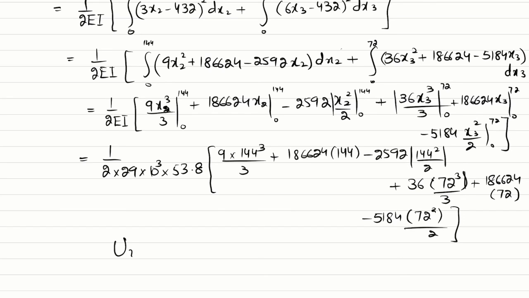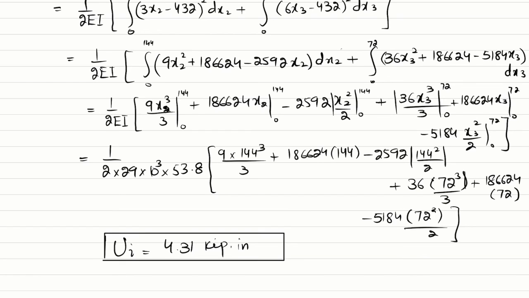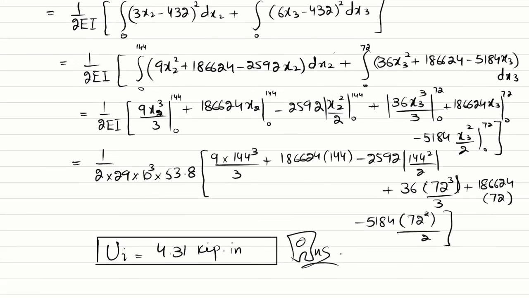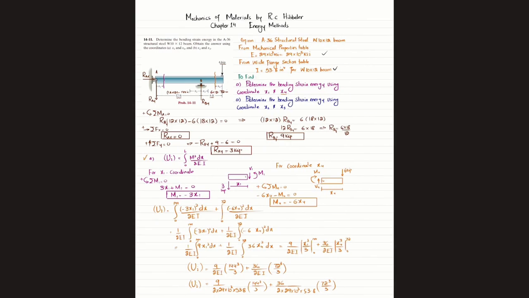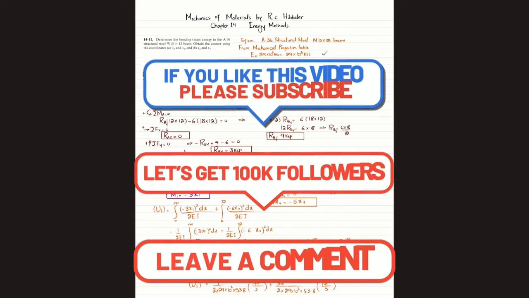And when you solve all this, you will get the strain energy due to bending moment of coordinate x2 and x3 comes out to be 4.31 kips into inch. So this is the amount of strain energy that will be stored due to bending moment for coordinate x2 and x3. And that was all about this problem 14-11.